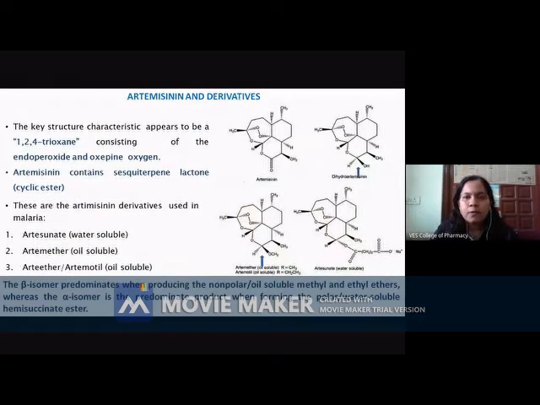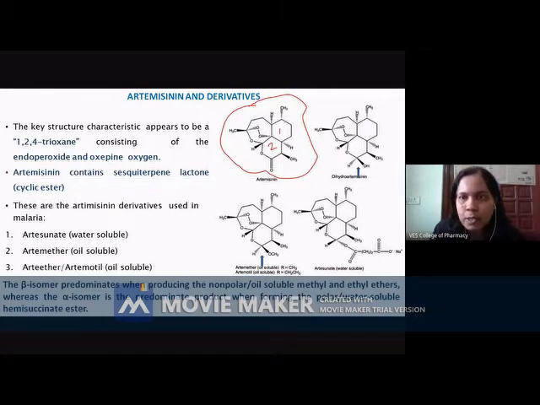Now, first of all, you just focus on the structure of artemisinin. Then we will talk about its derivatives. So this is the structure of artemisinin. You can very well see it contains 2 six-membered rings. You can see alicyclic rings. There is no unsaturation, there is no aromatization in any of them. One is a cyclohexane ring. The other is also a six-membered ring, and it contains an ester, a cyclic ester.